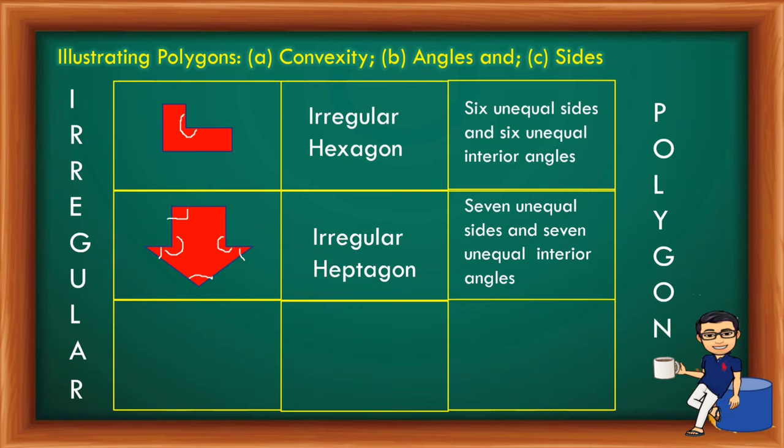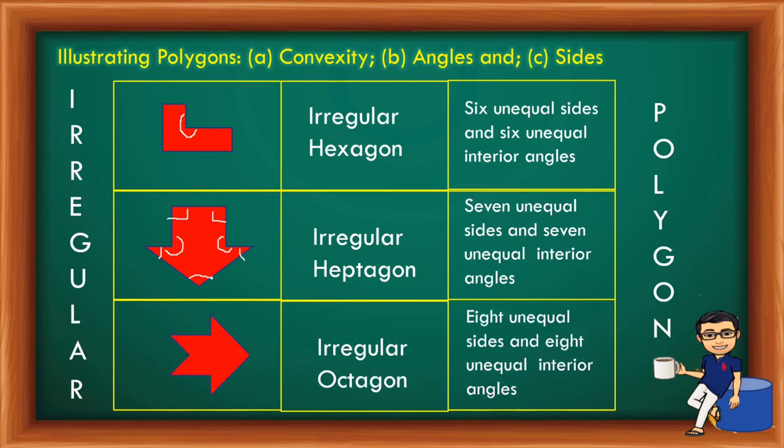Ito, okay lang yan. Parehas ng sukat. Pero again, the rest, hindi naman pare-parehas lahat ng sukat ng angles. And the next is irregular octagon. So, 8 naman yung pinag-uusapan.